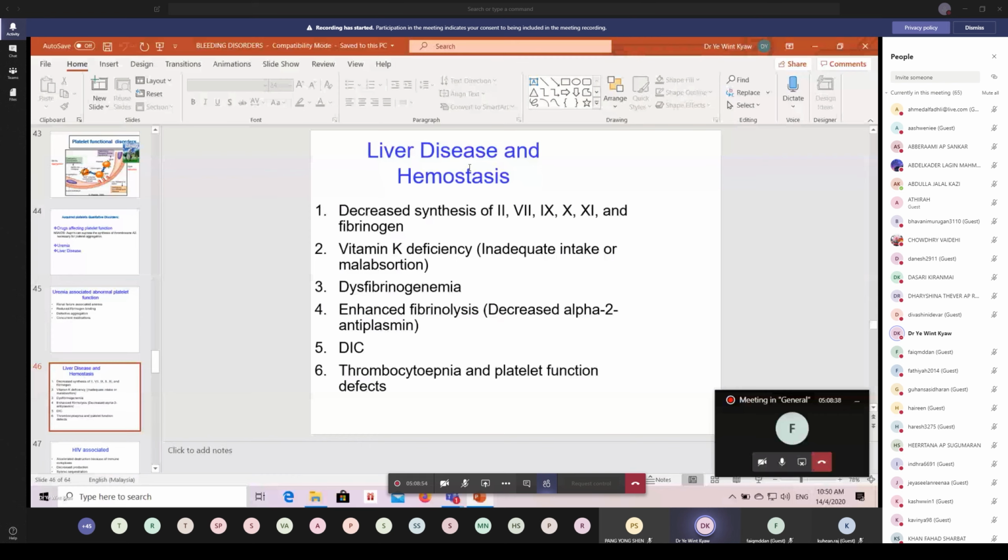So liver disease can cause DIC as other. This can cause thrombocytopenia and platelet function defect. The details we were discussing in seminar. Liver disease can also affect thrombocytopenia, and sometimes this can cause platelet function defects. You remember this? They were discussed in detail in seminar how liver disease causes abnormality in coagulation.